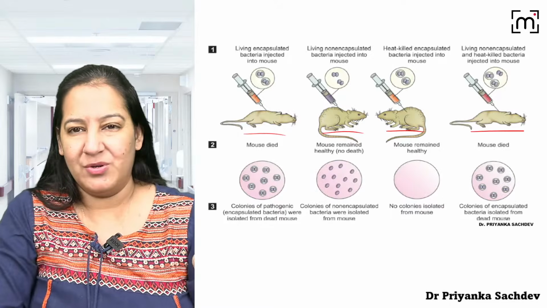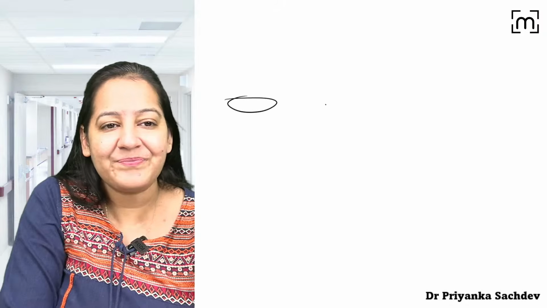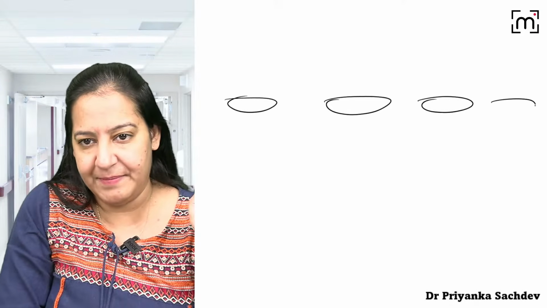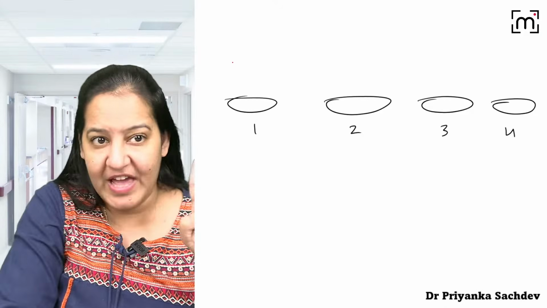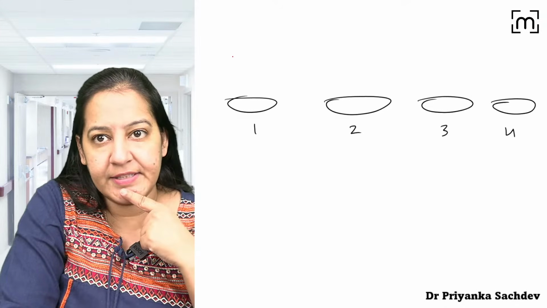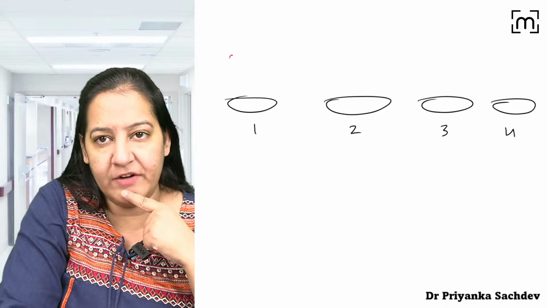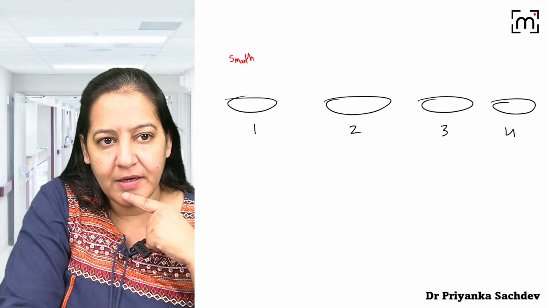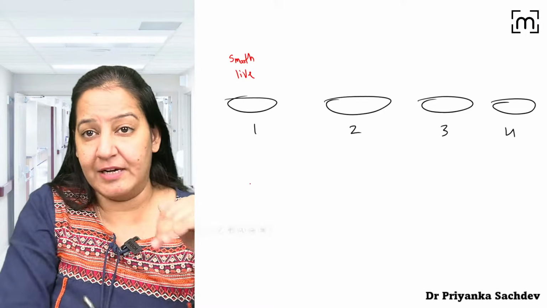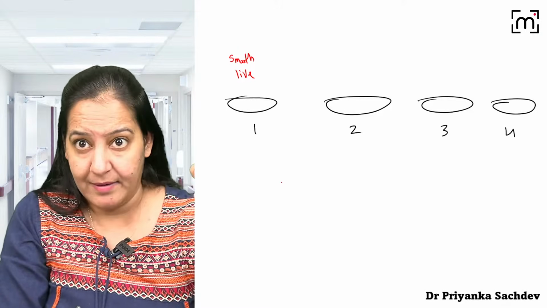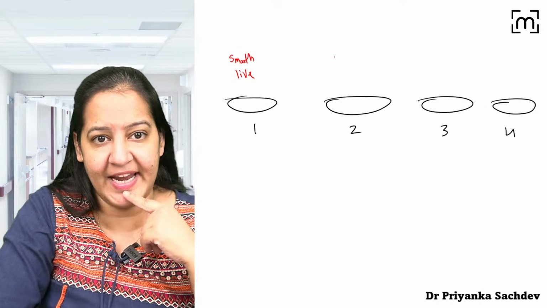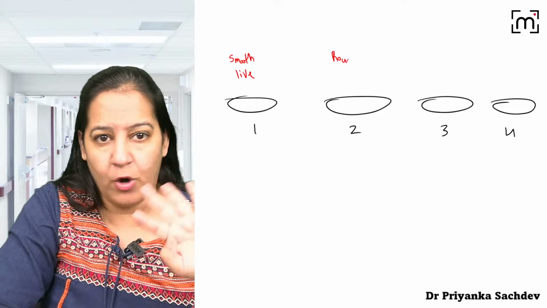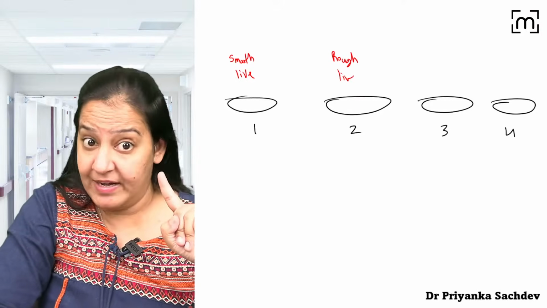In the first mice, I'm sorry, I have to draw it again. In the first mice, Griffith has injected the capsulated one. Capsulated one means smooth. Smooth live bacteria. You have to tell me the result. What will happen to this mice? Smooth one and the live. Right? In the second, he has injected the rough one, that is non-capsulated. Rough one and live bacteria.